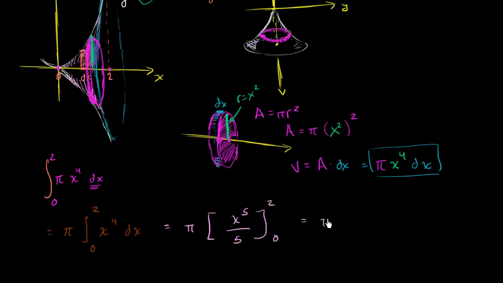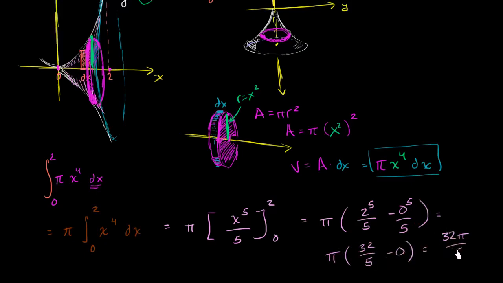So this is going to be equal to pi times this thing evaluated at 2. 2 to the third is 8, 2 to the fourth is 16, 2 to the fifth is, let me just write it down, 2 to the fifth over 5 minus 0 to the fifth over 5. 2 to the fifth is 32. So it's going to be equal to pi times 32 over 5 minus 0, which is equal to 32 pi over 5. And we're done. We were able to figure out the volume of this kind of wacky shape.